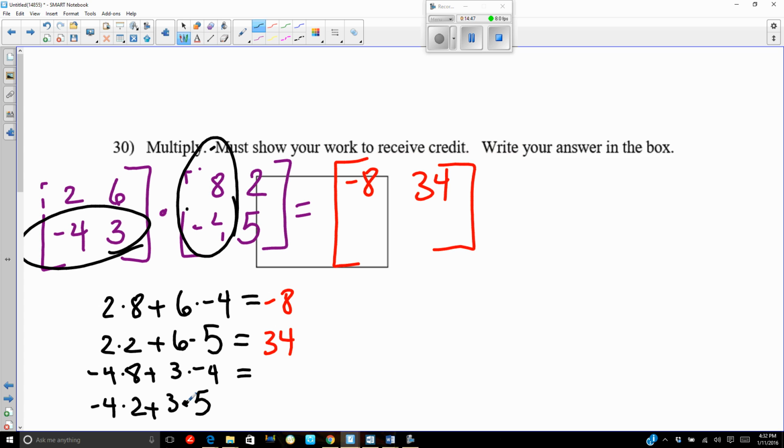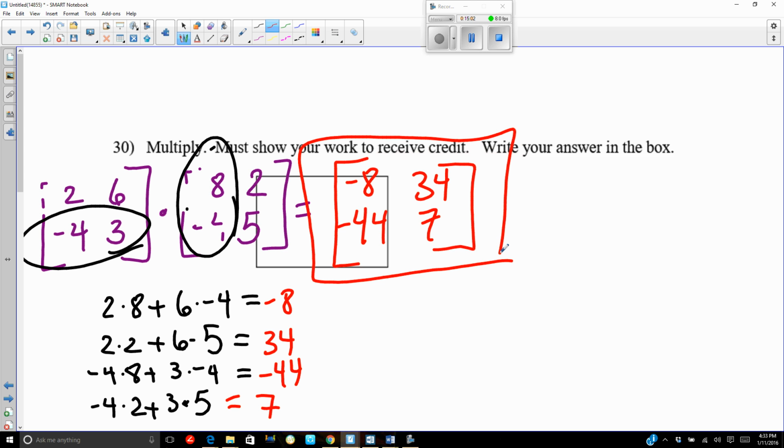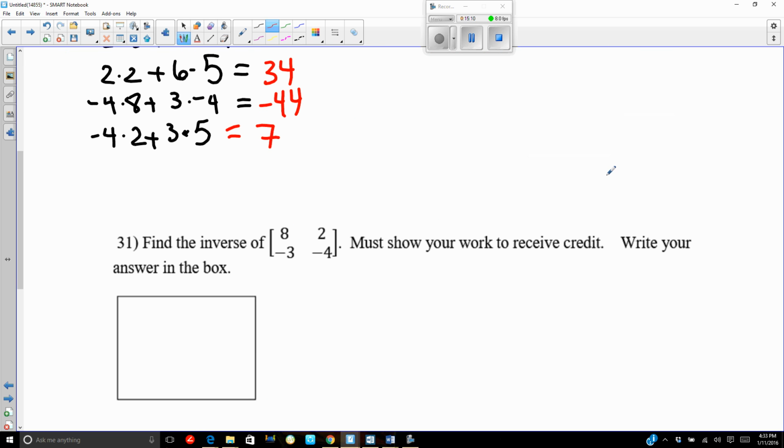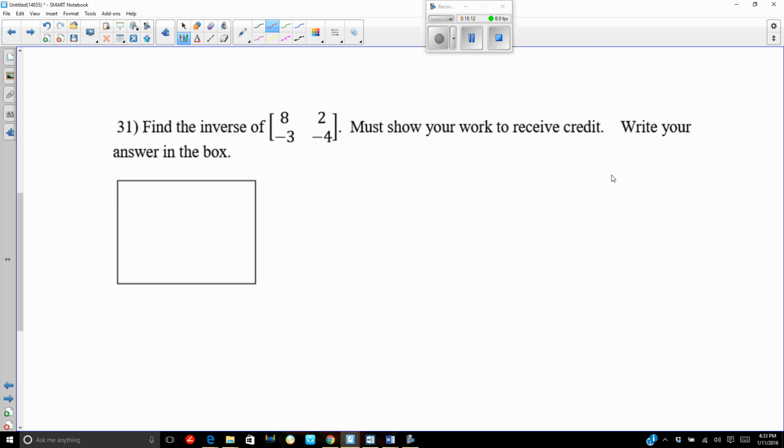I believe that is negative 44, negative 32, and then I believe this is 7. So make sure you're practicing these and not just copying the answers. If you're just copying the answers right now, make sure you practice these on your own a second time before the big test. Remember, no retakes for this test.